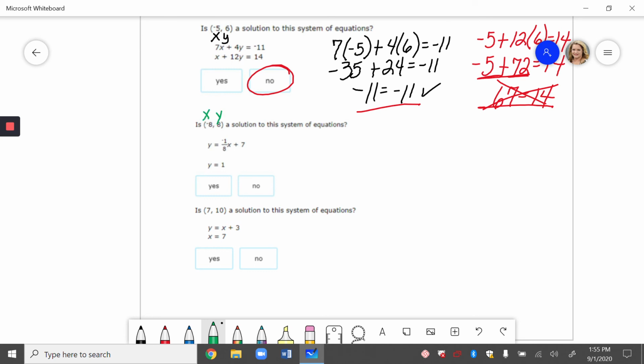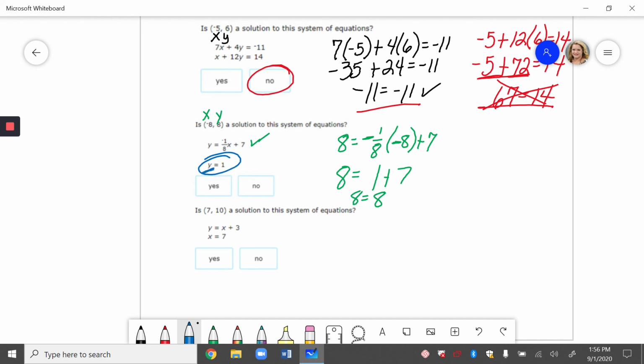Y, X. Your Y is 8. Your X is negative 8. Okay. This is the same thing as, well, we're going to bring the 8 down. So a negative times a negative is a positive. So we've taken care of that. So the answer to that part is going to be positive. 1 over 8 times 8 is saying an eighth of 8. If you're going to take an eighth of 8, you're going to divide 8 by 8, and so you're going to get 1. And 1 plus 7 is 8. So that one worked.